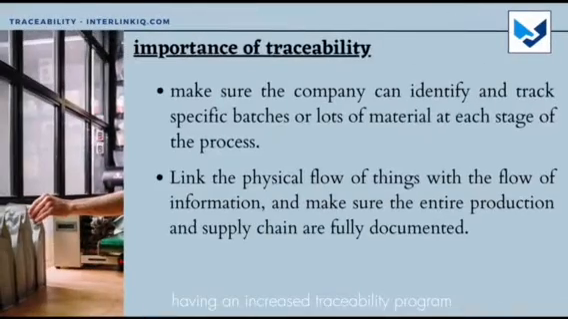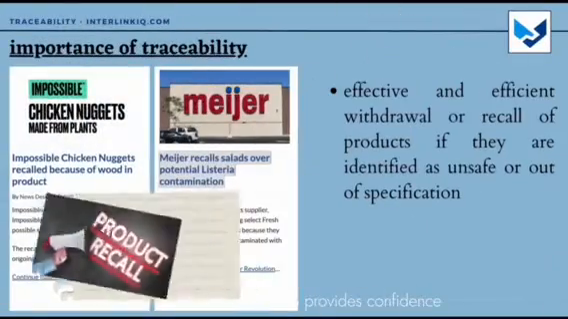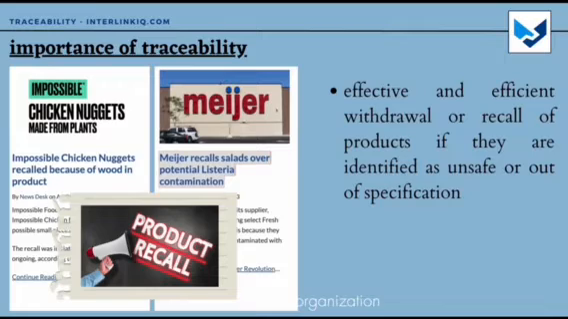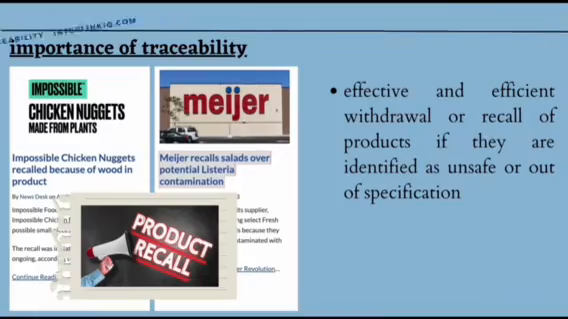Having an in-place traceability program helps the company identify and track specific batches or lots of materials at each stage of the process. This program also provides confidence that an organization can quickly contain or identify specific batches affected by a nonconformity, hence serving as an effective and efficient recall of unsafe products. This tells how an organization prioritizes their customer safety.